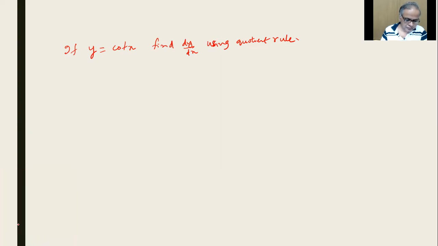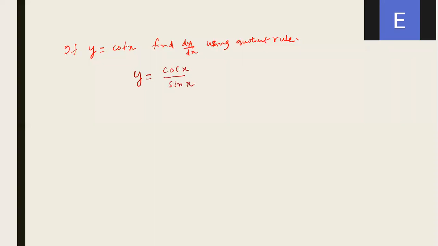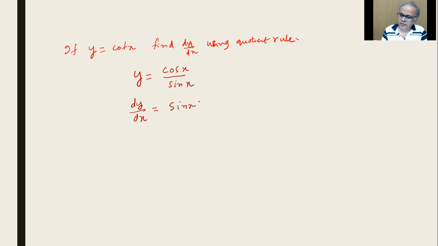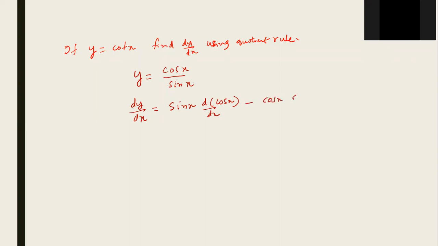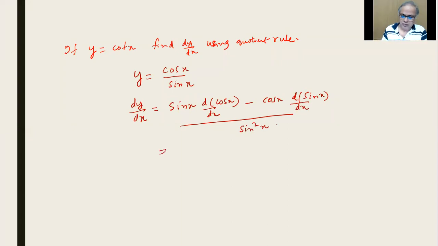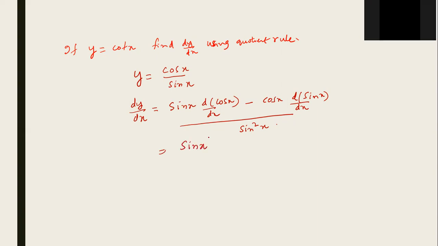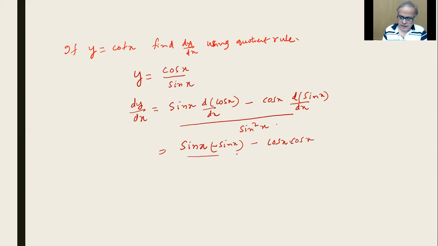Children. y equals, how should I write? Cot x is cos x by sin x. So dy by dx will be written how? Tell me. Sin x into d of cos x by dx, minus cos x into d of sin x by dx, divided by sin square x. So what does it become now? Sin x stays as it is. Differentiation of cos x is minus sin x, so minus sin x, minus cos x into differentiation of sin x, which is cos x, divided by sin square x.